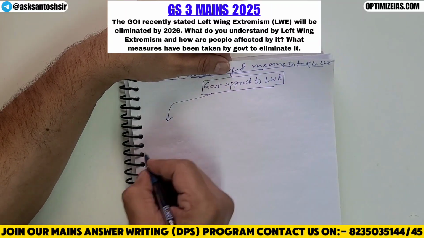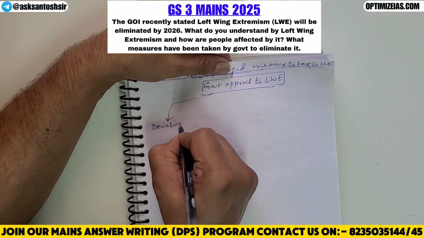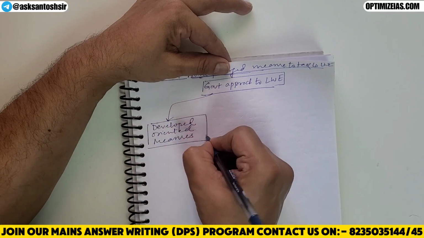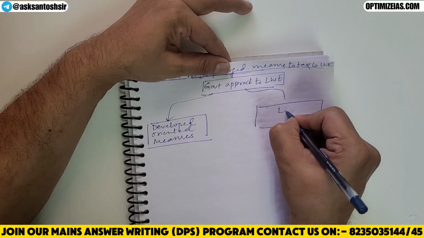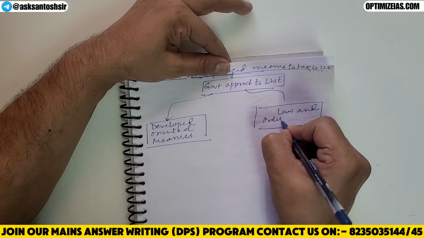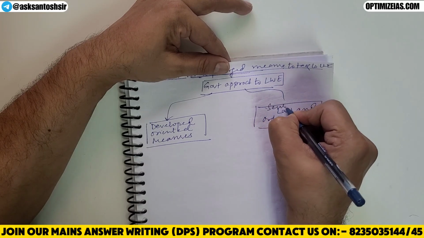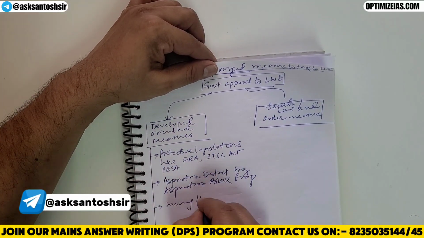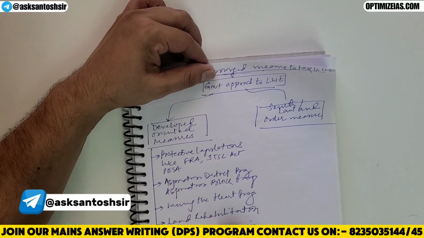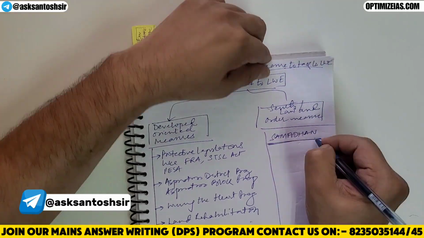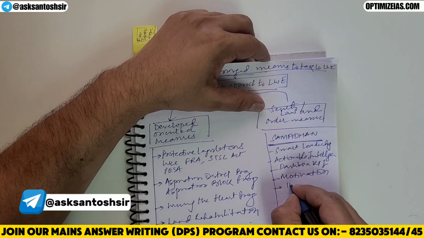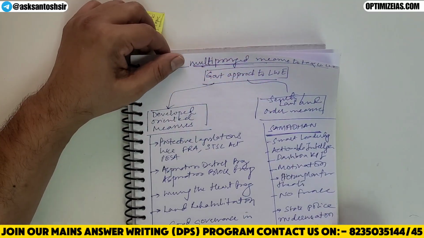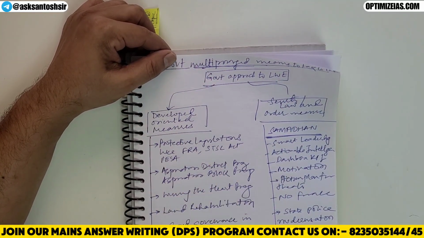One is the development oriented measures. You can draw this diagram. Other is law and order measure or security measures. Security measures. Surrender policy. Okay, so we have given sufficient development oriented measures, security oriented measures.